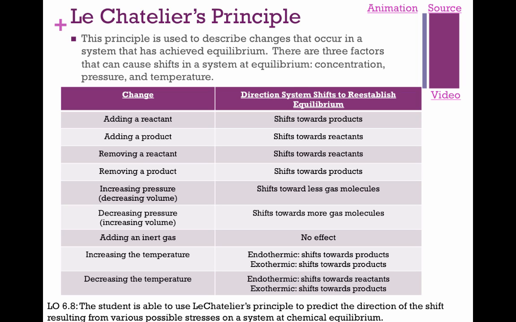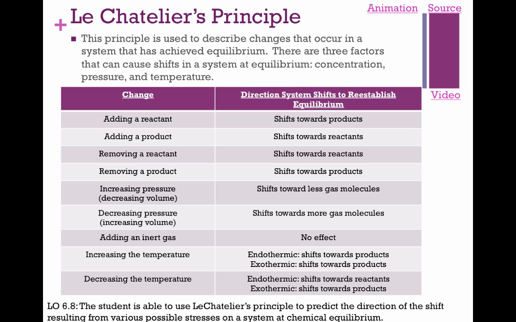So Le Chatelier's principle is one way that you can describe changes in equilibrium. In order to use Le Chatelier's principle, you have to make sure that your system was already at equilibrium. So if it says you had a reaction at equilibrium and then you made a disruption, you can use Le Chatelier's principle. So there are really three factors that cause a shift in equilibrium, and that's concentration, pressure, and temperature.